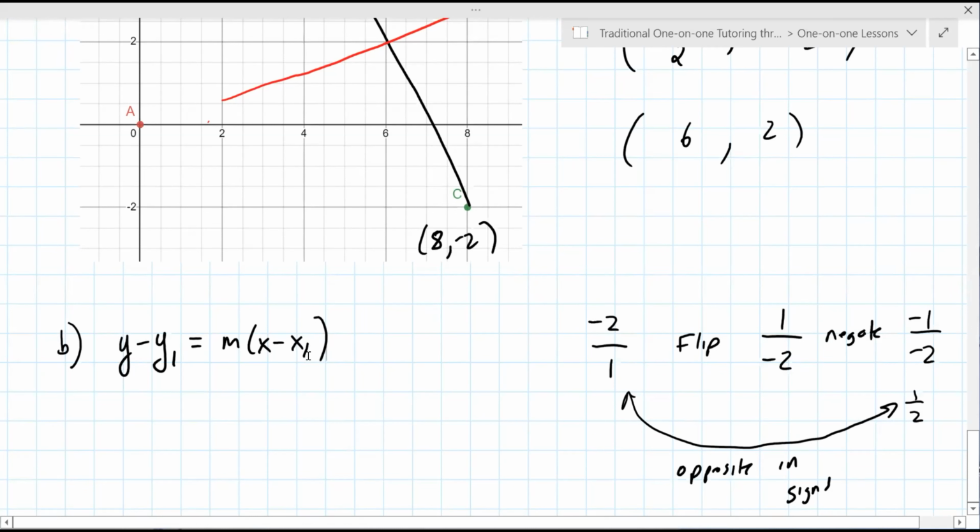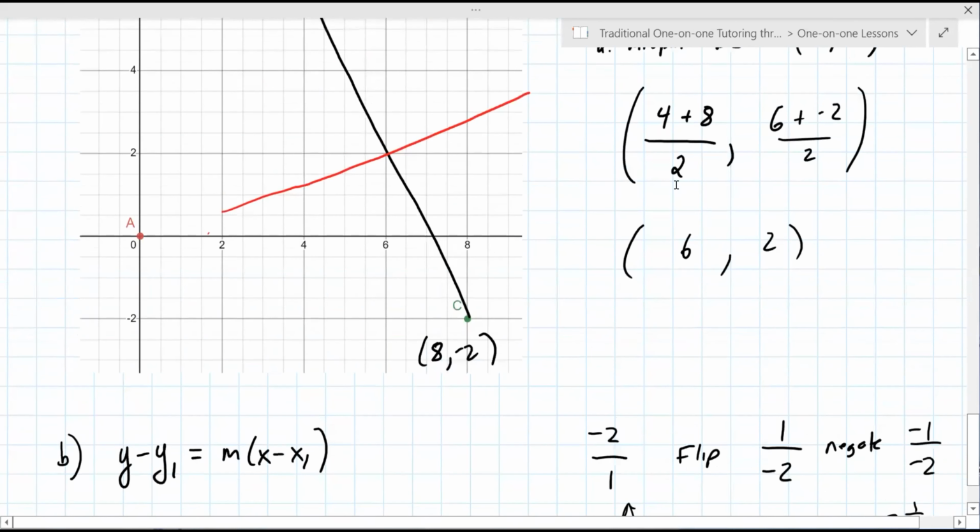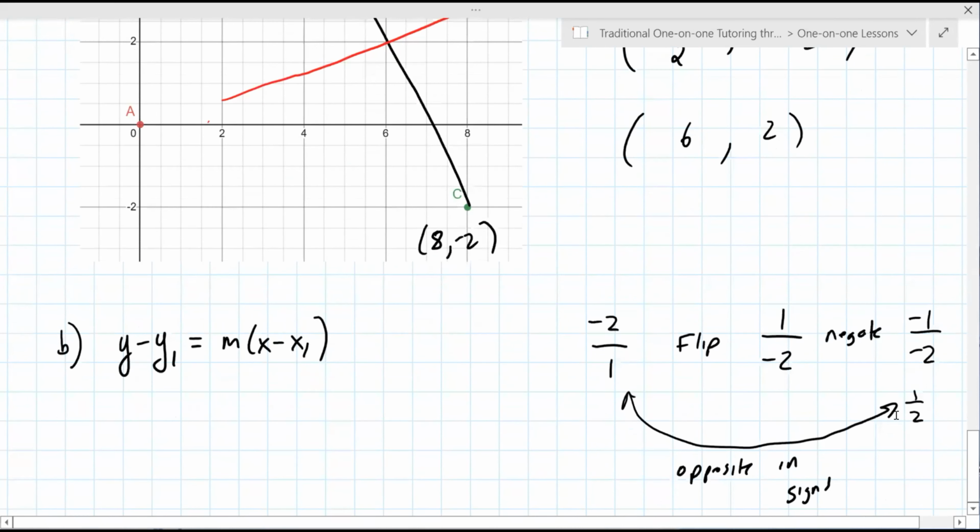All right, y minus y1 equals m times x minus x1. So then y is 0 if I'm figuring out x, right? No. We have to use the midpoint and the slope. We need the midpoint and the slope. That's why we found them, to put them in this equation. Oh, right. So then x is 6, y is 2.